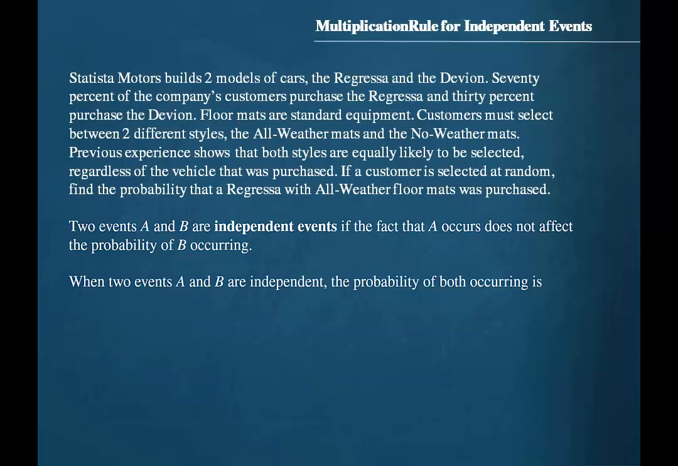When two events A and B are independent, the probability that both events A and B will occur is equal to the probability that event A will occur times the probability that event B will occur. This concept is frequently illustrated using a probability tree.